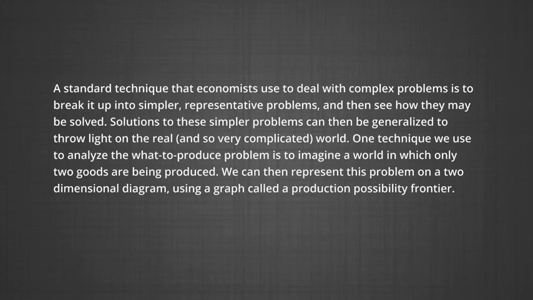One technique we use to analyze the what to produce problem is to imagine a world in which only 2 goods are being produced. The advantage of doing this is that we can then represent this problem on a 2-dimensional diagram using a graph that we call a production possibility frontier. A production possibility frontier is the curve representing the maximum of 2 different goods which an economy can produce given, and this is important, given the technology and the resources it has.